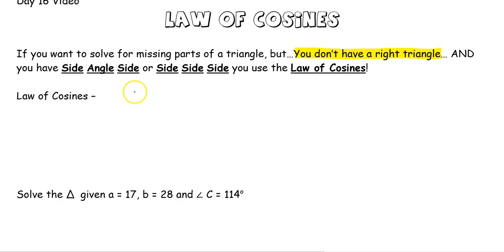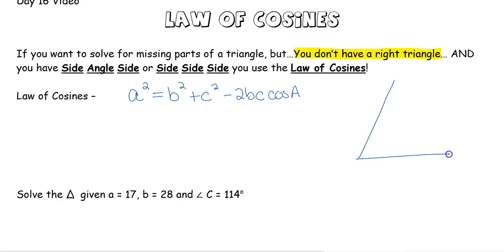The law of cosines is a squared equals b squared plus c squared minus 2bc cosine of angle A. So we have big A's, we have little a's. What do those mean? If we have a triangle, again not a right triangle, we use capital letters for angle measures. If this is angle A, across from, opposite angle A, is side A. Across from angle B is side B, across from angle C is side C. So when you see lowercase letters, that's referencing the side lengths. Uppercase letters represent the angle measures.